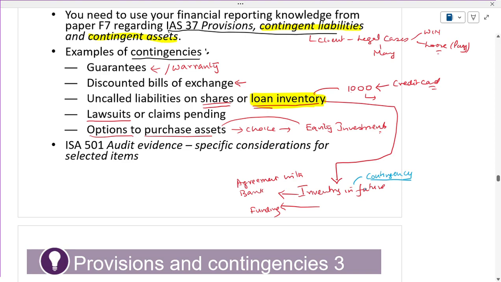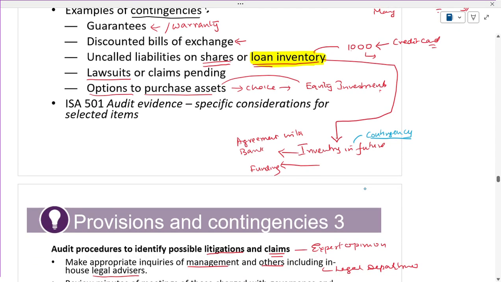It comes under contingency. Now assume we come to the numbers, okay? You are planning to buy an inventory of 100,000. It's only a planning, it is only an estimation. You may or you may not buy.